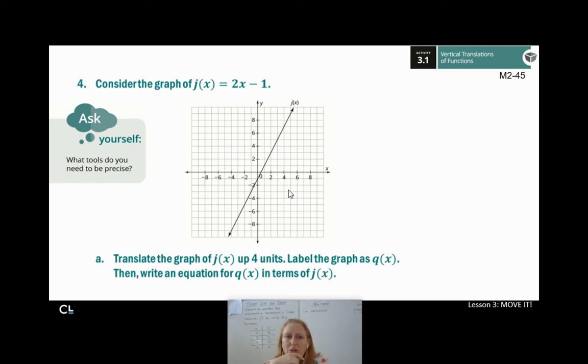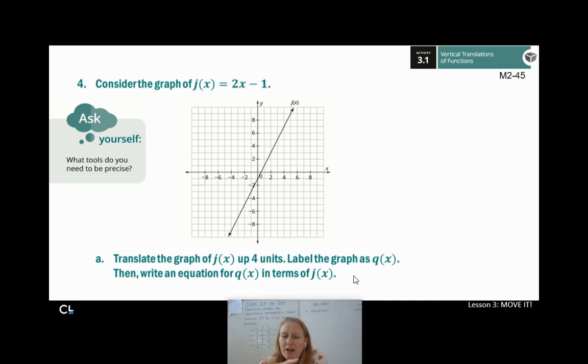I'd like you to consider the graph of j of x equals 2x minus 1. I would like you to translate this graph, called j of x, up 4 units, and label it as q of x. Now here's the trick. I want you to then write the equation in terms of j. We'll talk about that in a minute, so don't panic. Start with the translation, and then we'll talk about how to write the equation q in terms of j.